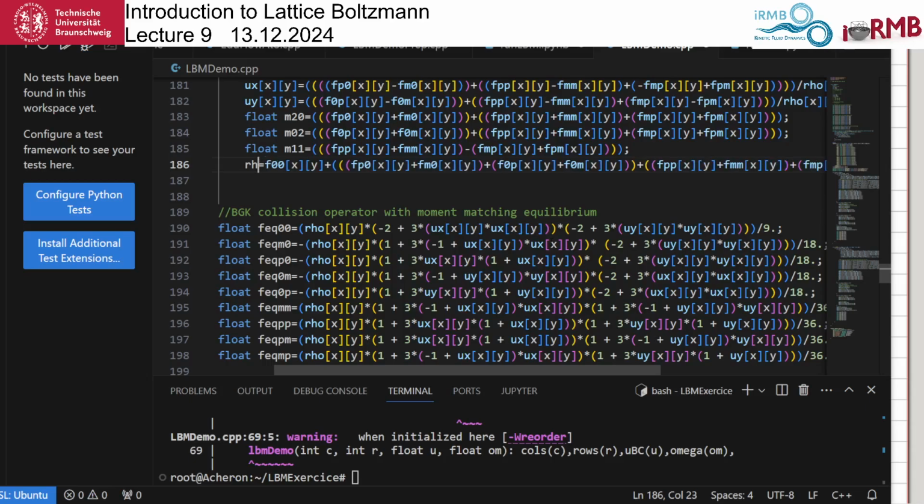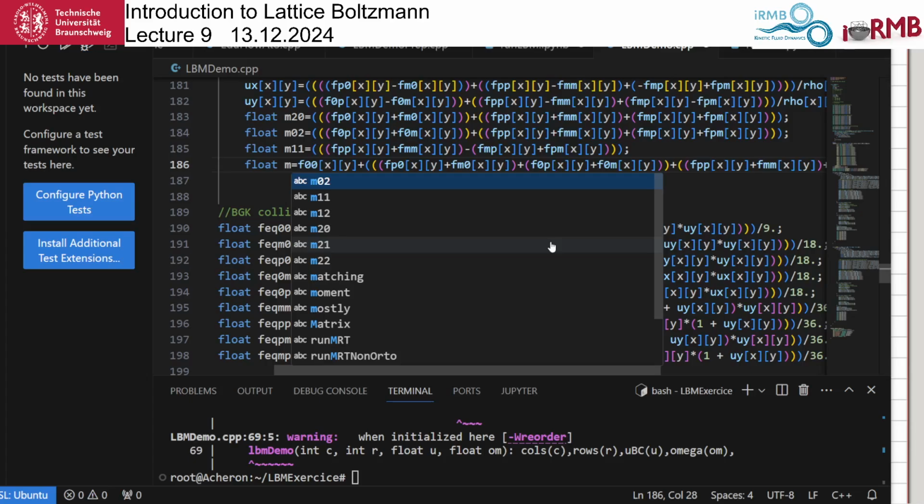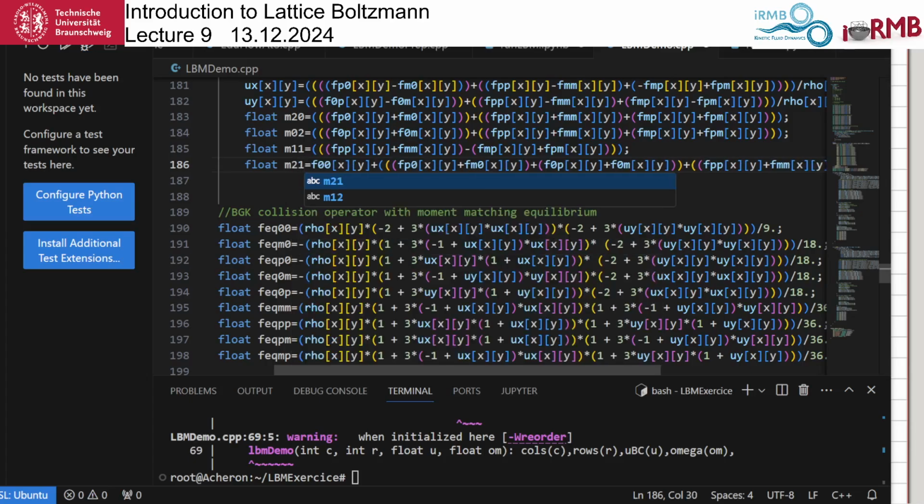Third moment. Float M21. Okay, so now, if any of the indices is 0, this will be 0, this will disappear, yeah? And it will be positive if the last index is positive, and negative if the last index is negative.